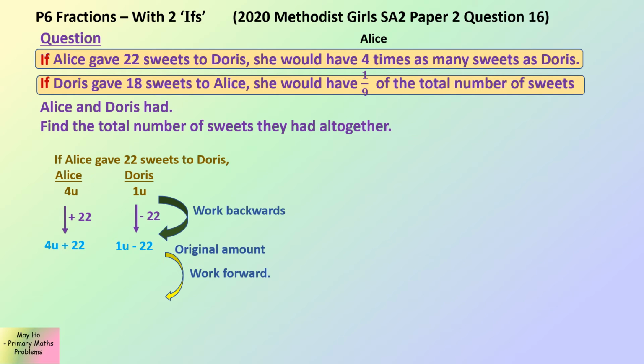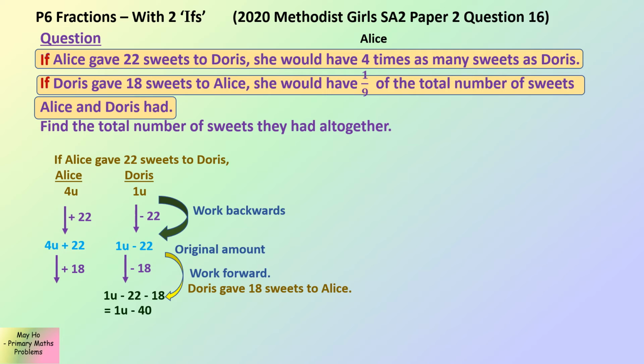So let's look at the second statement. If Doris gave 18 sweets to Alice, she would have 1/9 of the total number of sweets Alice and Doris had. So from here, from Doris' number of sweets, we need to subtract 18, whereas for Alice, we plus 18. So now let's continue and work out. As for Doris now, the number equation will look like 1 unit subtract 22 subtract 18 equals to 1 unit minus 40. As for Alice, it will be 4 units plus 22 plus 18 equals to 4 units plus 40.